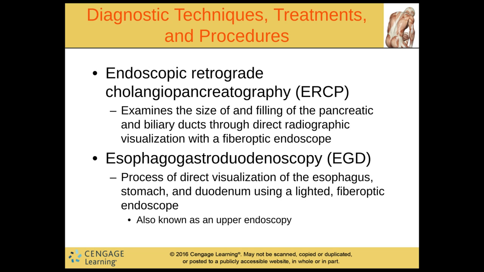Okay, so endoscopic retrograde cholangiopancreatography. This examines the size and condition of the pancreatic and biliary ducts through direct radiographic visualization with a fiber optic endoscope. And then we have an EGD, which is an esophagogastroduodenoscopy. So that's the process of a direct visualization of the esophagus, the stomach, and the duodenum using a lighted fiber optic endoscope, and it's also known as an upper endoscopy. That's a big word.